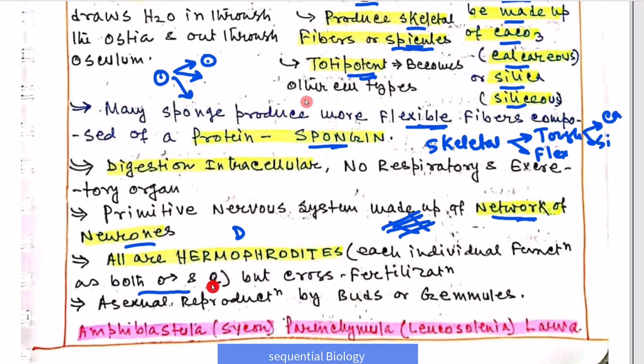Male and female are not separate. Usually, a single animal serves both as male and female, but cross fertilization can be seen. Just like in the case of Pheretima, they are hermaphrodite, but cross fertilization is seen, because for fertilization two different individuals are needed, although they are hermaphrodite. And asexual reproduction by buds and gemmules is also an important characteristic feature of this phylum.